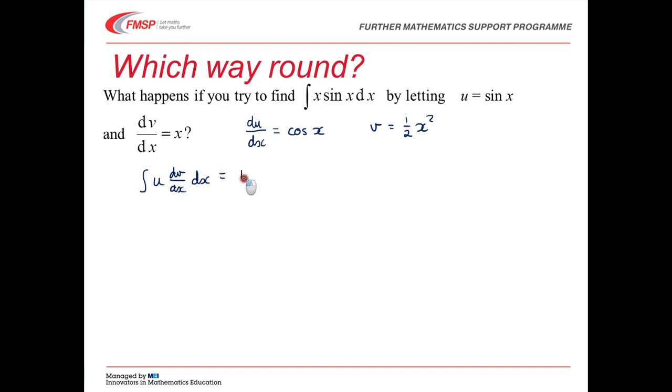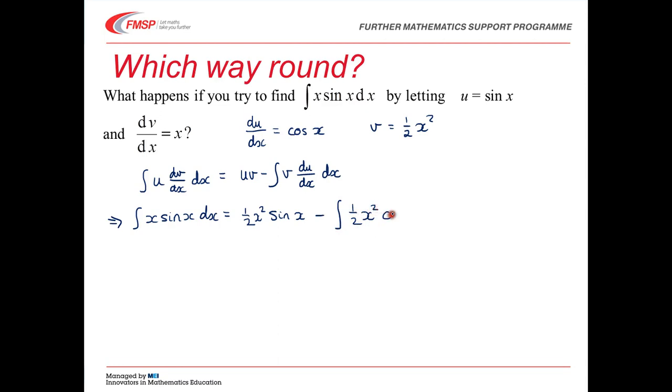Here's the formula. When you're doing lots of examples, it gets a bit tedious writing out the formula every time, but when you're doing an exam paper, there'll only be one question on integration by parts, and it's definitely a good idea to carefully copy the formula from the formula book. So integral of x sine x dx equals uv, so that's sine x times a half x squared minus the integral of v, that's a half x squared, du by dx cos x.